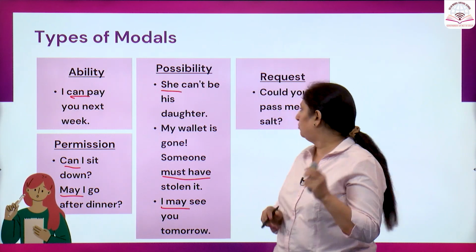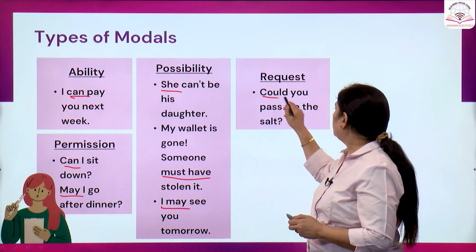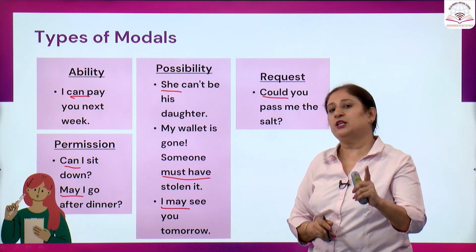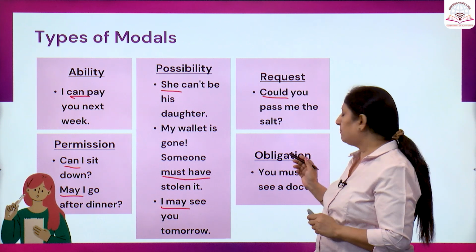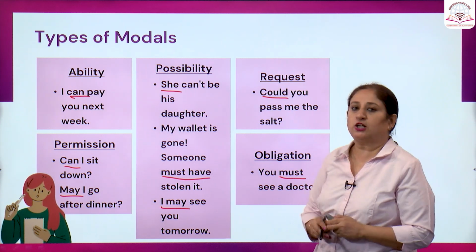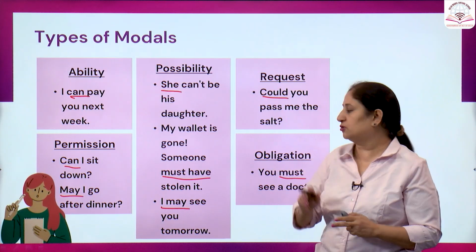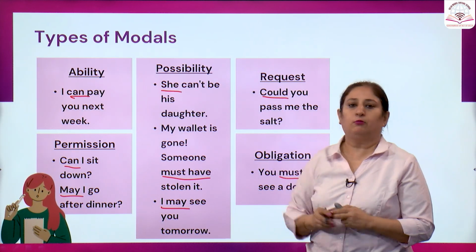Another type of modal is request. The example for that is could you pass me the salt? Here could is used to make a request. Another type is obligation. The example for this is you must see a doctor. Here must is used to set an obligation. So we have seen the types of modals.